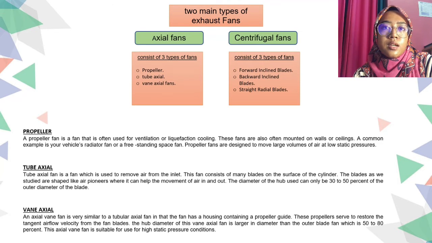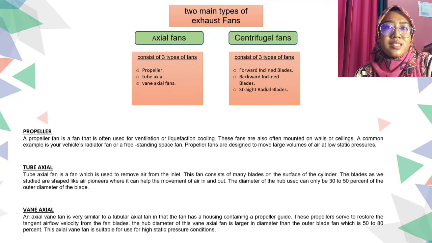Vane axial fan is very similar to a tube axial fan in that the fan has a housing containing guide vanes. These vanes serve to restore the tangential airflow velocity from the fan blades. The hub diameter of this axial fan is larger than the outlet of the fan blades, which is 50 to 80%. The vane axial fan is suitable for use in high static pressure conditions.